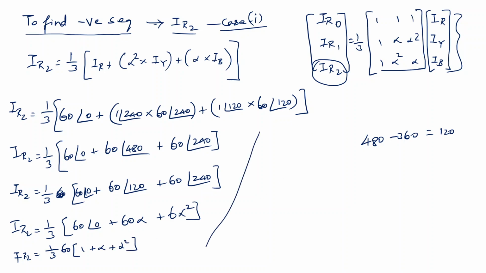So what will be my value of IR2? Do you remember what 1 plus alpha square is? Are you listening? Students, please tell me. 1 plus alpha square is 0. So IR2 is also 0. So what is the conclusion? For the balanced system, negative sequence is also 0. Correct or not? IR2 is equal to 0.